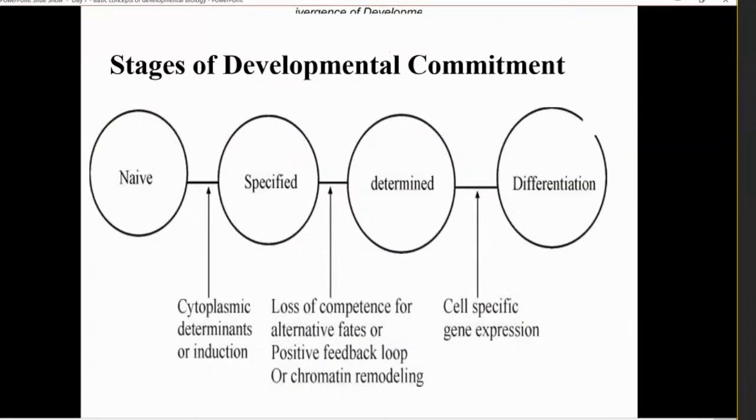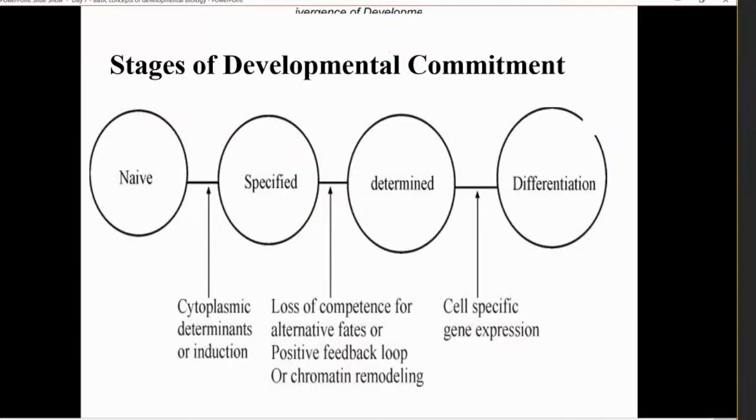Okay. In this, after understanding specification, the developmental process, first we want to understand what commitment is. Commitment in developmental biology means that the cell is committed to produce some tissues. It has four different stages. The next stage after the cytoplasmic determinant is called the specified stage. After a particular period, there is loss of competence of alternative fates, that is a positive feedback loop: the cells produce enough tissues, then stop. After that, determined cell-specific gene expression happens in the particular cell, which is differentiated into various tissues.